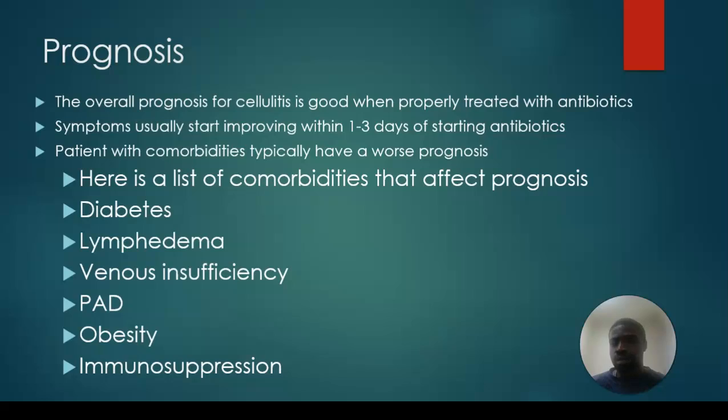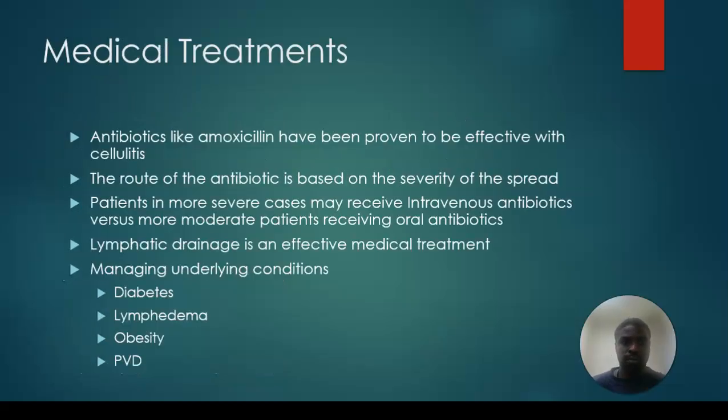Some common underlying conditions that make cellulitis worse could be diabetes, lymphedema, venous insufficiency, just to name a few. Medical treatments are going to be antibiotics. You can take those either orally or you can do intravenous antibiotics. It just depends on the severity of the cellulitis. Also, lymphatic drainage is an effective treatment.